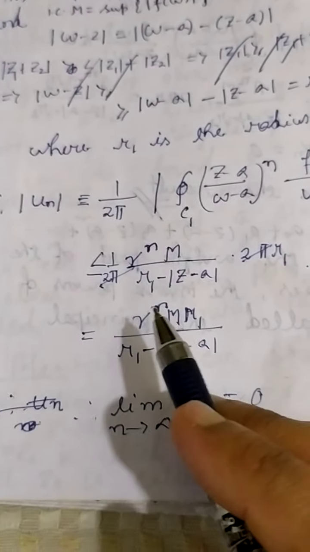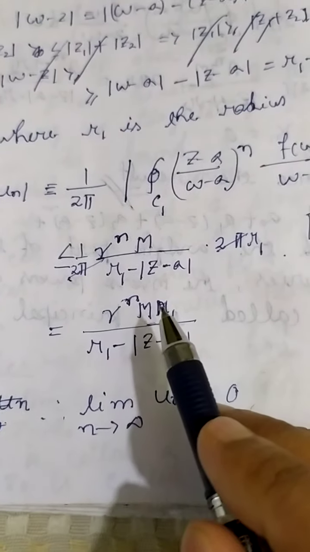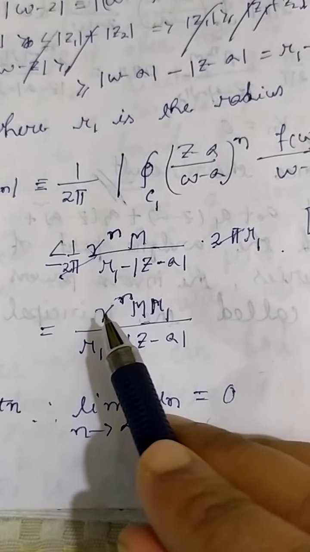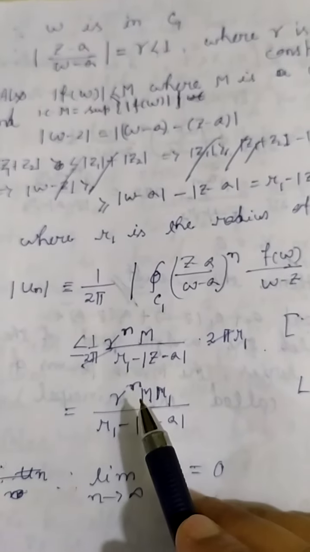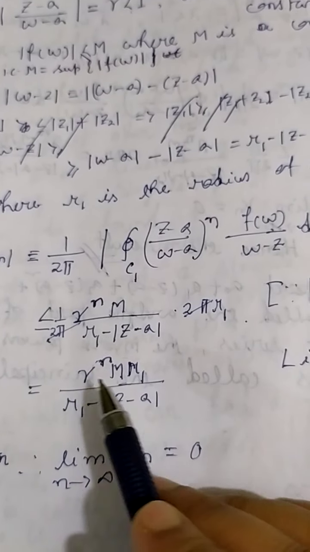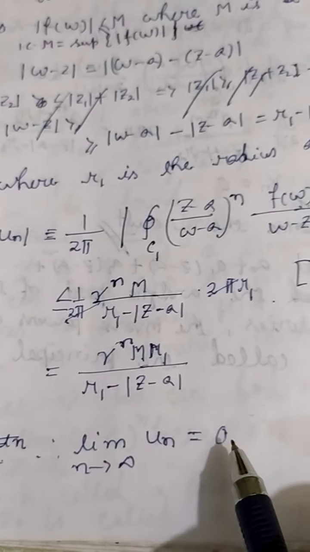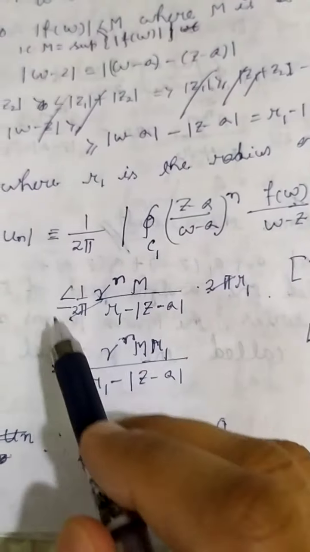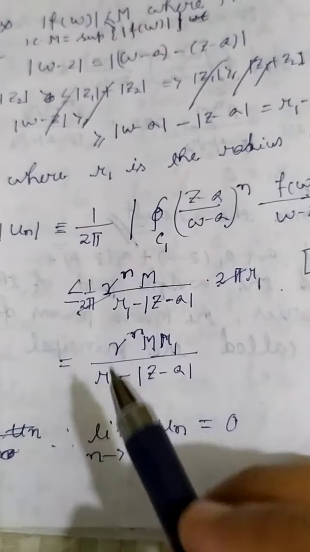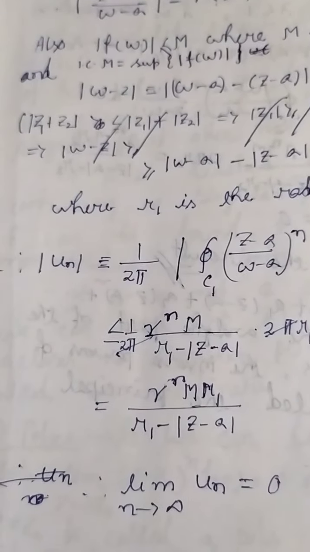If n tends to infinity, obviously this tends to 0, because this is gamma to the power n, and mod of gamma is less than 1. So n tending to infinity means this part tends to 0. Automatically the limit of un as n tends to infinity is 0, because mod of un is less than or equal to 0. So it converges absolutely, and therefore un is equal to 0.